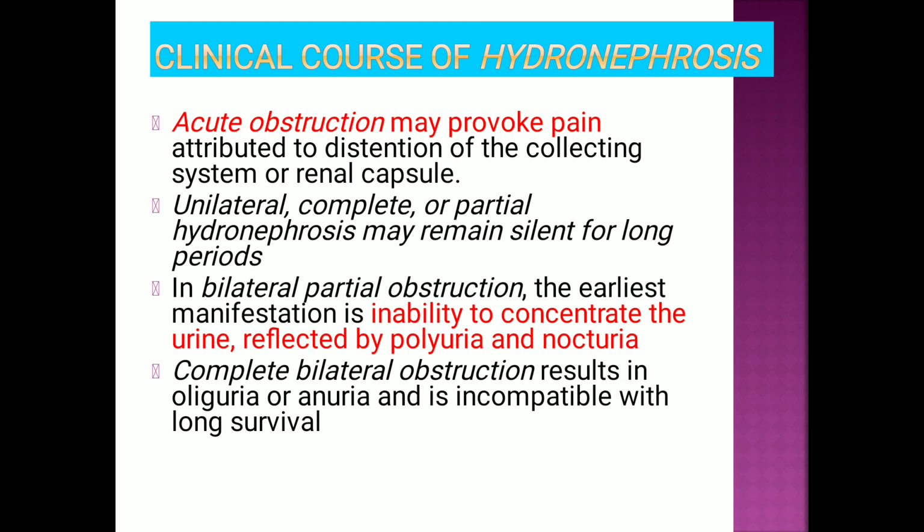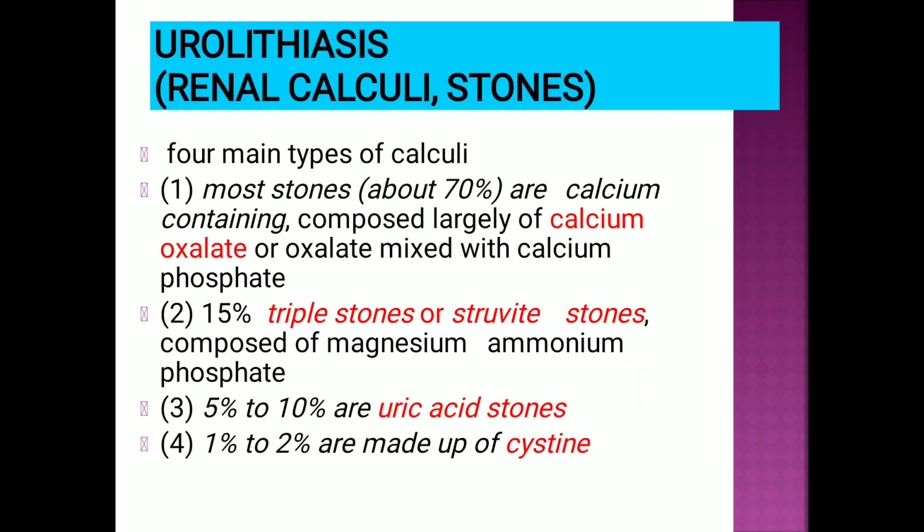Clinical course. The acute obstruction may provoke pain attributed to distension of the collecting system or renal capsule. Unilateral complete or partial hydronephrosis may remain silent for long periods. In bilateral partial obstruction, the earliest manifestation is inability to concentrate urine, reflected by polyuria and nocturia. Complete bilateral obstruction results in oliguria and anuria, and is incompatible with long survival.